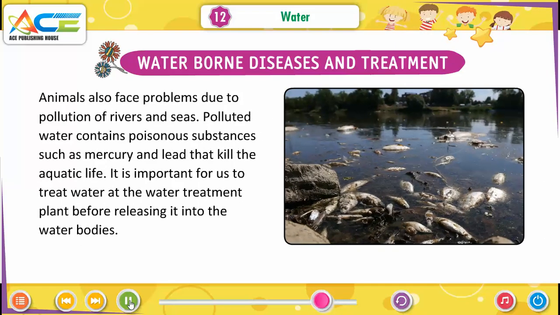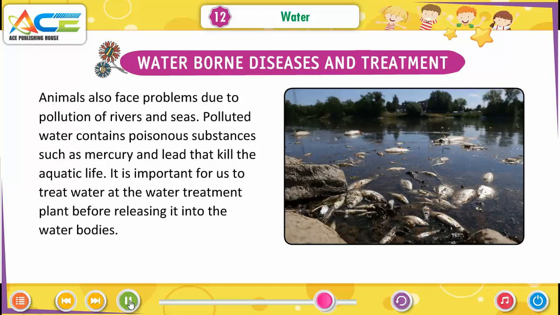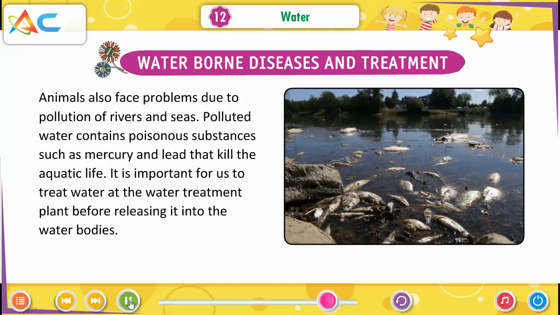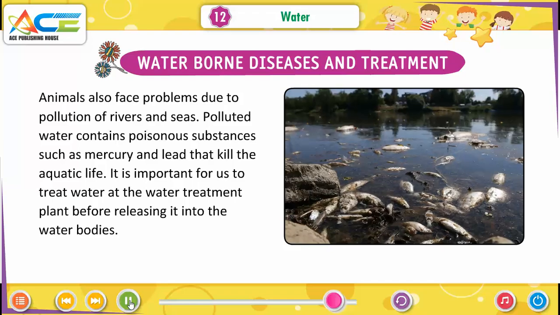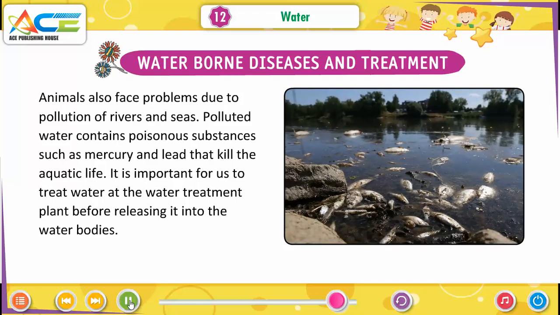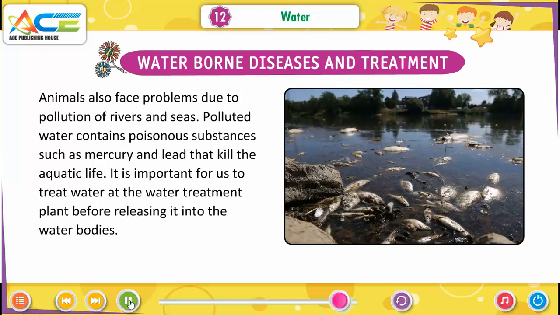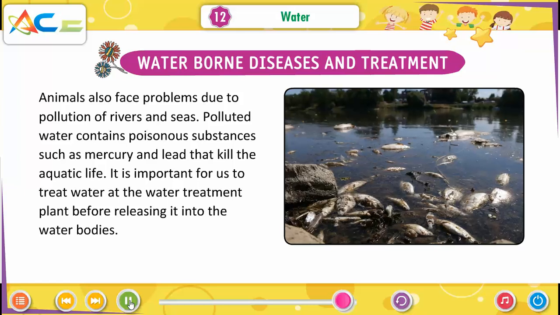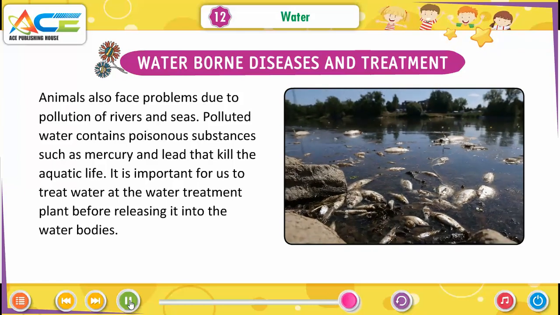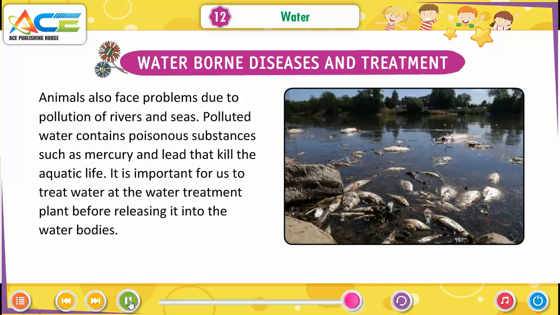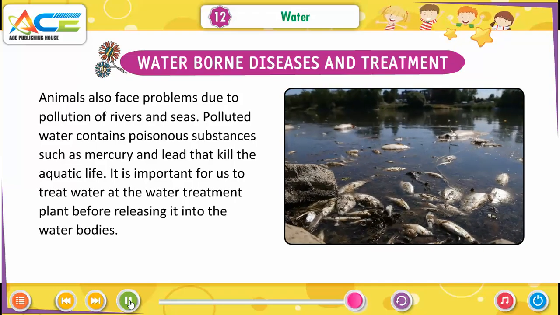Animals also face problems due to pollution of rivers and seas. Polluted water contains poisonous substances such as mercury and lead that kill the aquatic life. It is important for us to treat water at the water treatment plant before releasing it into the water bodies.